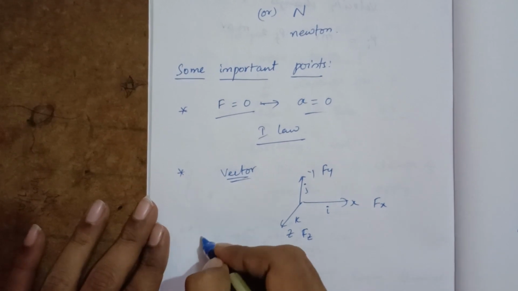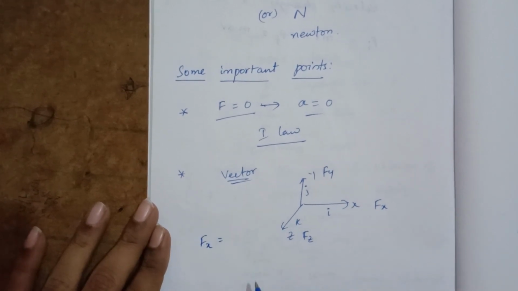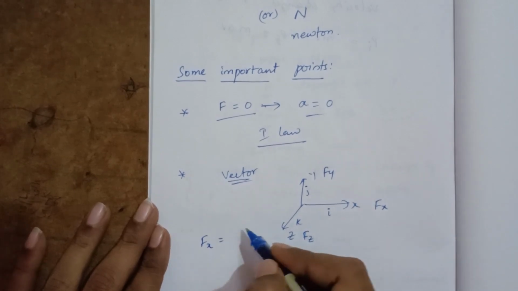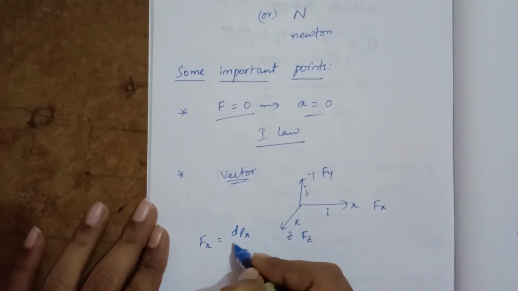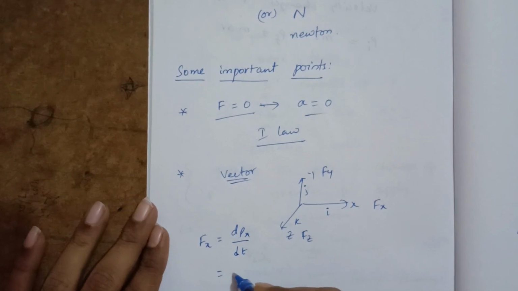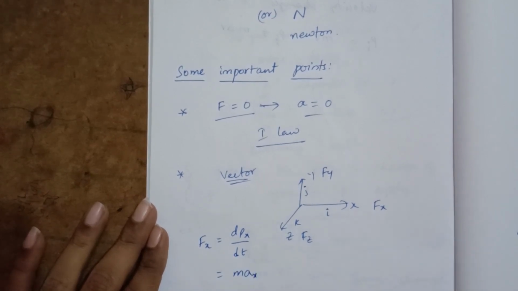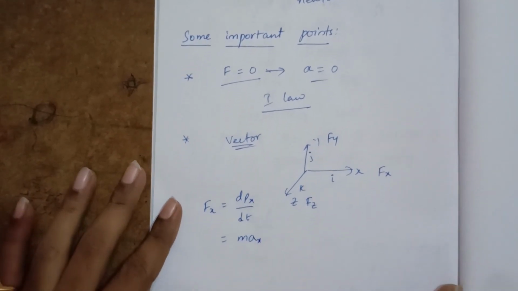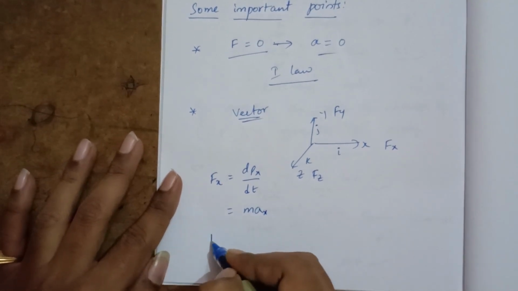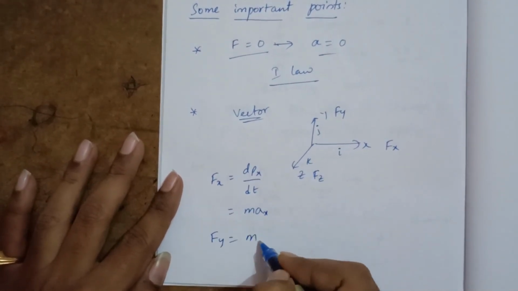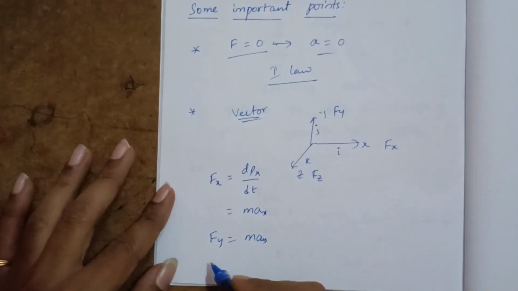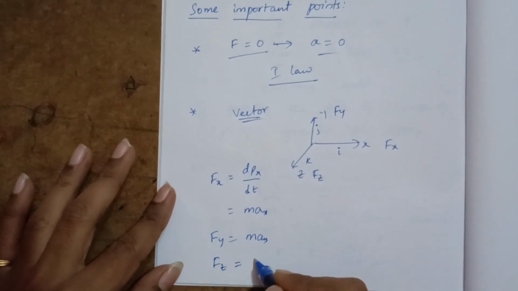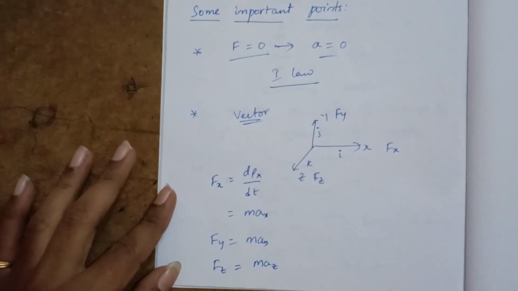Now Fx equal to the change in momentum in the x-axis direction, dpx by dt. We can write it as ma, acceleration along the x-axis. Similarly, Fy equal to ma, acceleration along the y-axis. Fz equal to ma, along the z-axis.